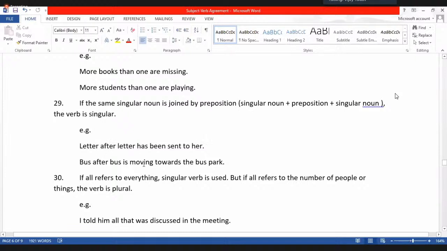Has been sent to her. Later, after, later. Patra hi piche patra. Then boss after boss is moving towards the boss part. So boss after boss, boss hi piche boss. Isn't it? Is, not are.